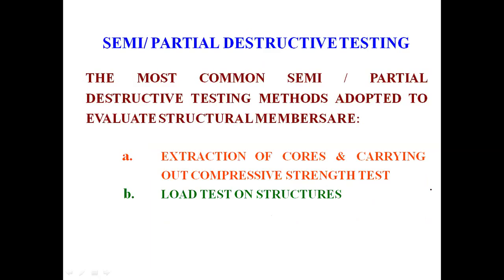Let me go with the other, semi-partial destructive tests. As we discussed, there are non-destructive testings, destructive testings, and semi or partial destructive testings. Rebound hammer, ultrasonic pulse velocity, and cover meter tests are considered non-destructive tests, including the half cell potential meter test. Those four come under non-destructive testing. Let me talk about semi-partial destructive testing, which is described as one being the load test and the other being the core test.